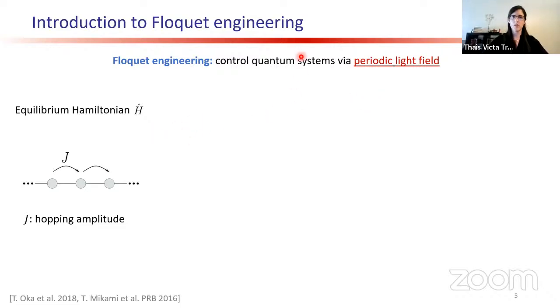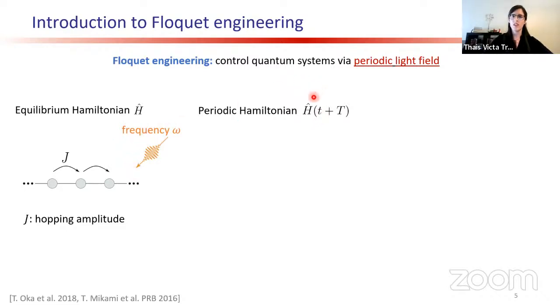As a simple example to understand this technique, let's consider a chain, as you can see here, a one-dimensional chain. In equilibrium, it's described by a Hamiltonian H, and the electrons can hop from one site to the other with hopping amplitude that I call J. Now, we shine on this system a periodic light with frequency omega, and as a consequence, our Hamiltonian will acquire explicit time dependence. It's not a generic time dependence, but rather a periodic one, because the Hamiltonian now acquires the same periodicity as the light field that we are driving the system with.